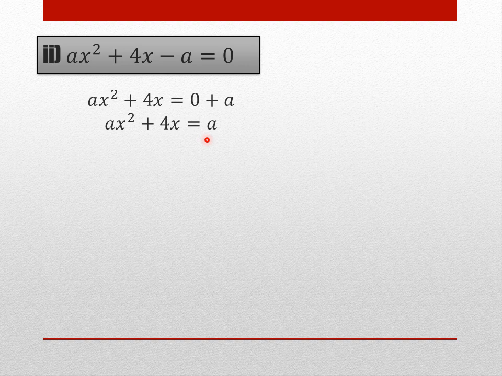Now what was the next step? Yes, our first variable should be having the coefficient 1, not a or any other digit. So what we will do, we will divide all these three terms with a. Dividing all these three terms with a, we will get the answer x square plus 4 by a x equals to 1. Now what formula we will apply?